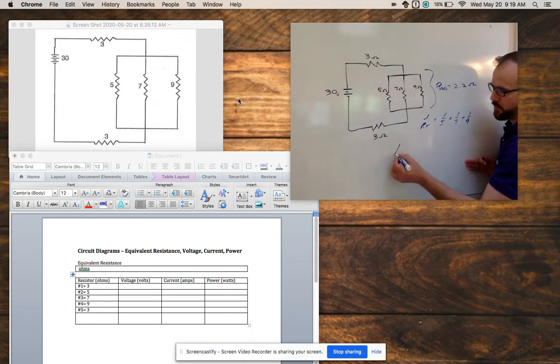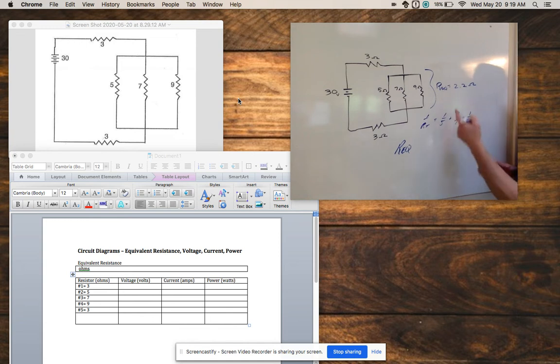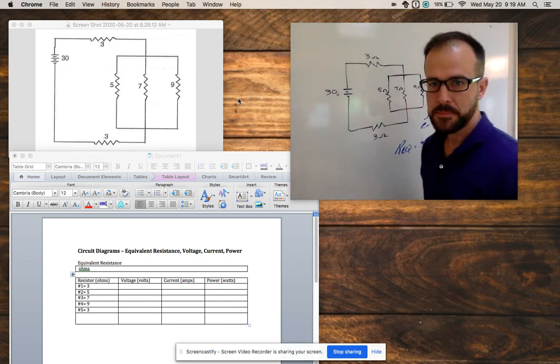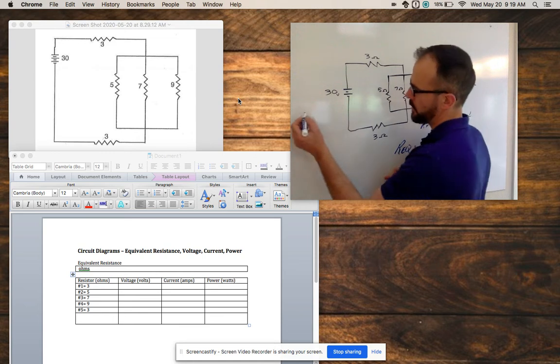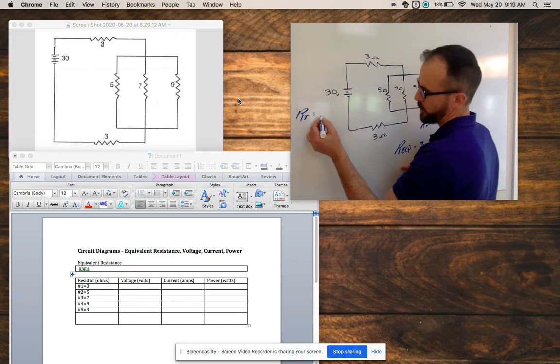And then we go for the equivalent resistance for the entire circuit here. So it is just going to be a 3 plus a 2.2 plus a 3. So what is that? 6, 7, 8, 8.2 ohms for the entire circuit. So let's keep track of that. So we've got resistance total or equivalent, I kind of flip-flop with that, sorry, for the whole circuit here is 8.2 ohms.